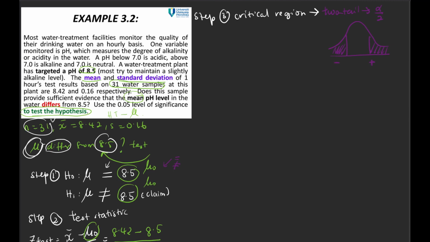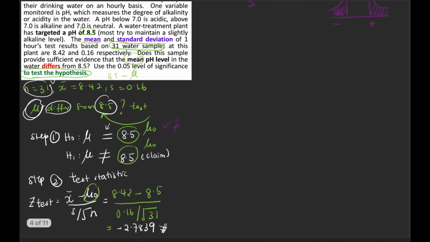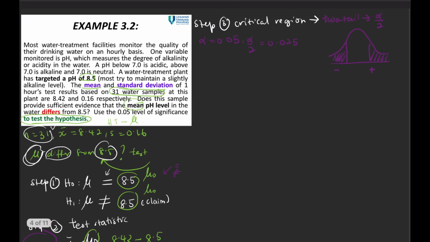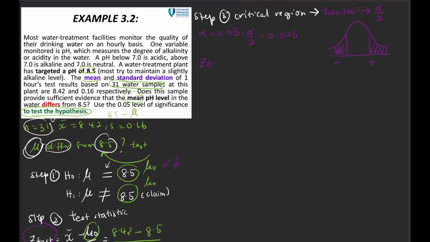So how many percent? Alpha is 0.05. So alpha over 2 is 0.025. So if here is z-test, here is z 0.025. So z 0.025 is equal to 1.9600. So you put the critical value here, negative 1.96 and positive 1.96. So done for step number 3.